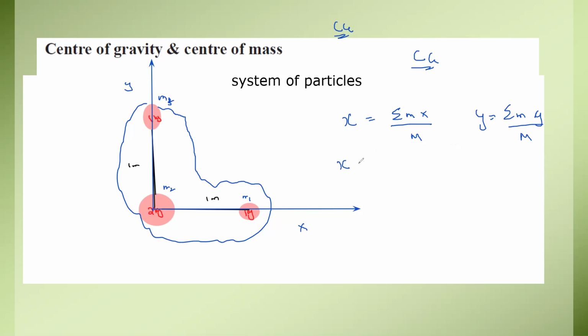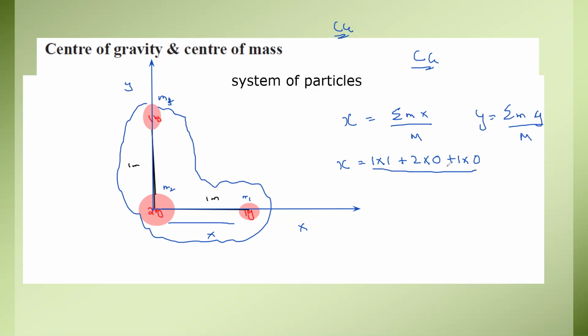So how to work out the x coordinate? I take m1, which is 1, multiplied by x, the distance. The distance is also 1. So 1 multiplied by 1, plus the second mass, which is 2. What is its distance from the y-axis? Because it is at the origin, the distance is 0. Then the third mass m3, which is 1 kilogram. How much is its distance? It is 0, because it is on the y-axis, so it does not have any x distance.